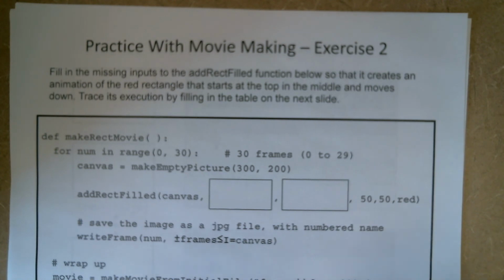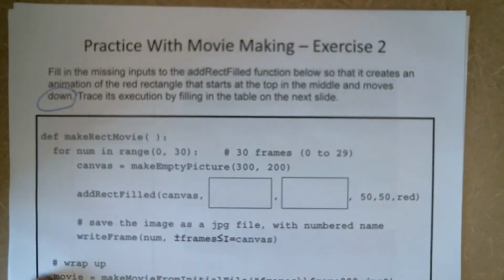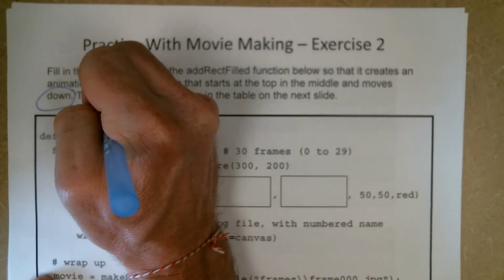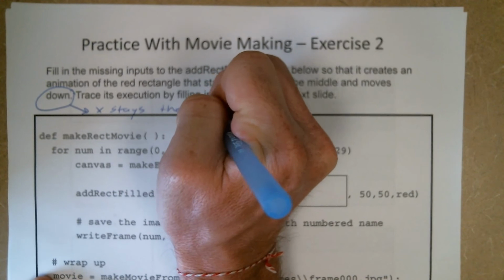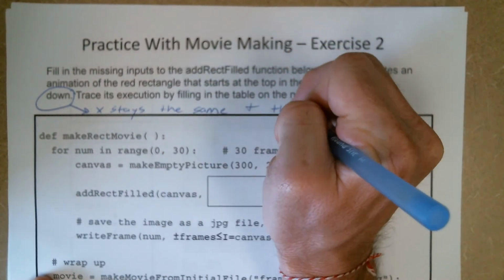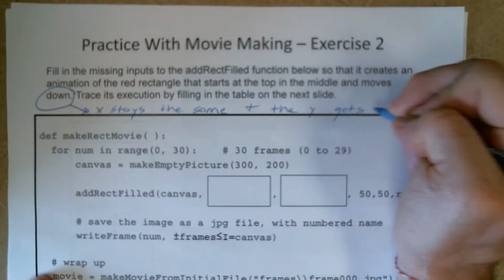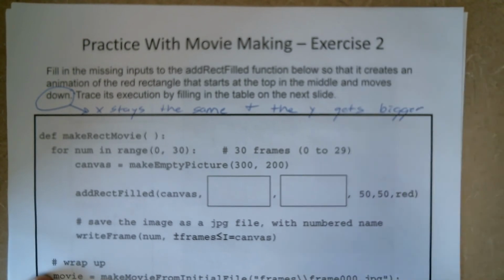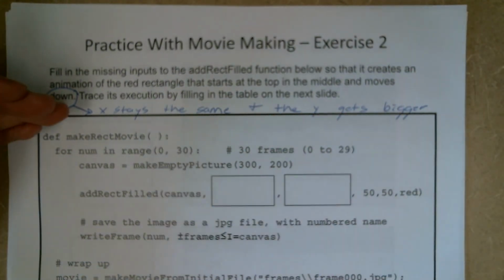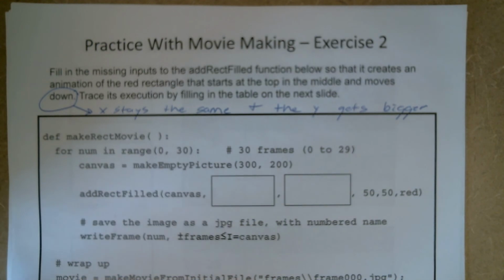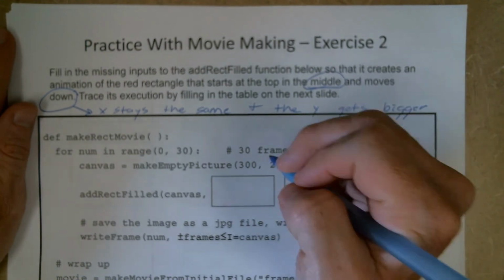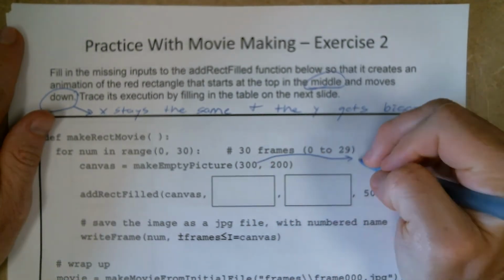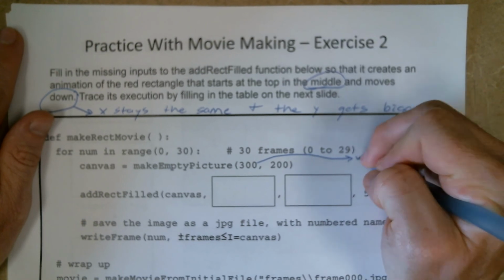All right. So if we want it to move down and just down, it means the X stays the same and the Y gets bigger, because again, the top left corner is 0, 0. So to make it move down, we actually have to increase the Y value. Now, it says it wants to show up in the middle, and we know that this 300 is the width.